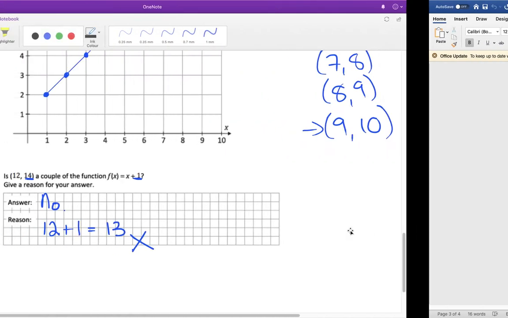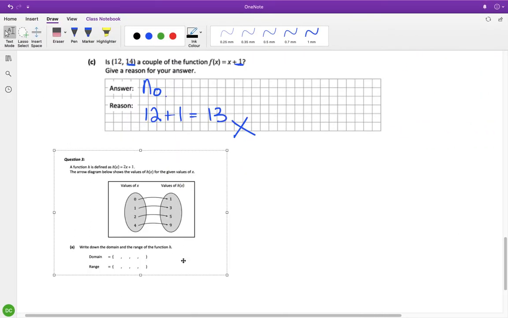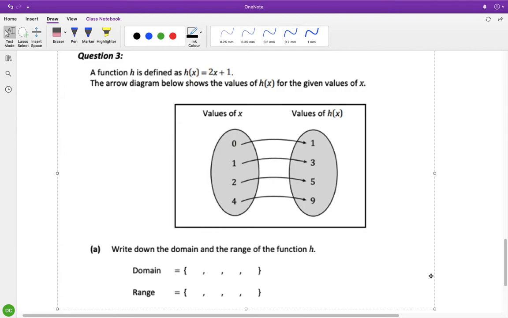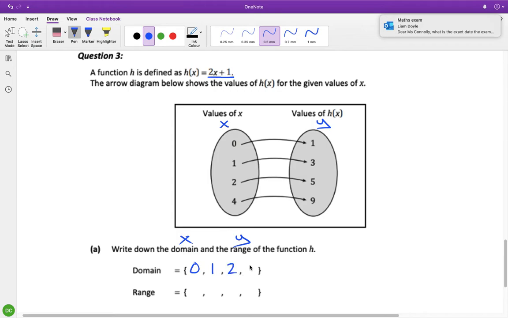Question 3, part A. The function h is defined as 2x plus 1. The arrow diagram below shows the values. See it again, this is our x, this is our y. Write down the domain. Remember the domain is x, the range is y. So your domain is these ones here, 0, 1, 2, 4, and 1, 3, 5, 9 for your range.